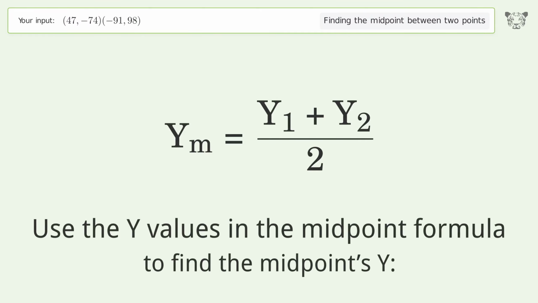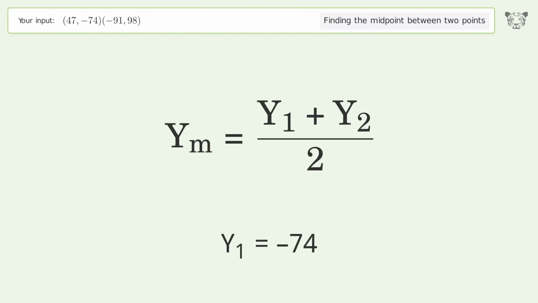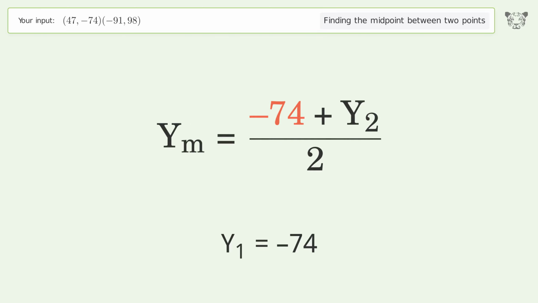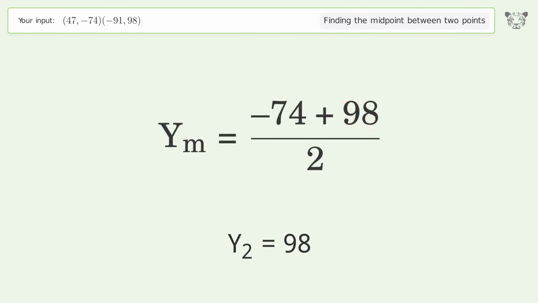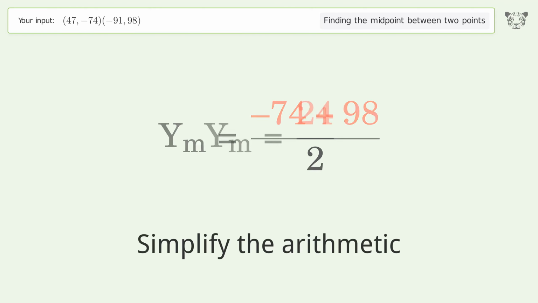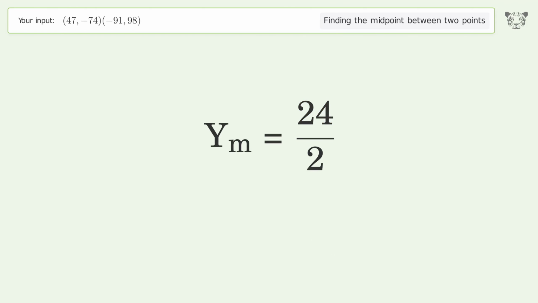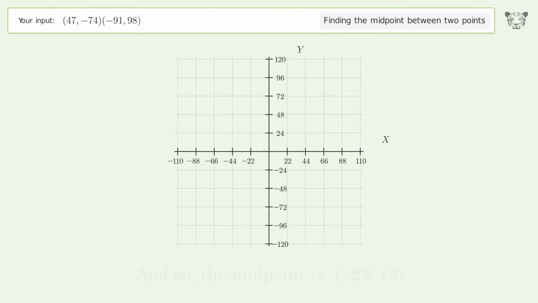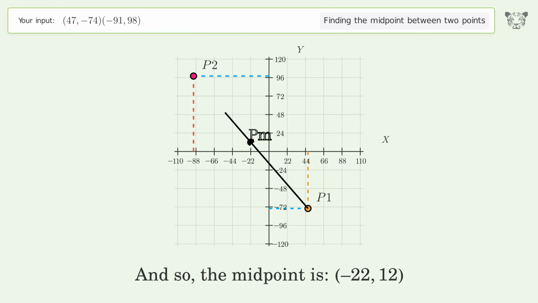Use the y values in the midpoint formula to find the midpoint's y. y1 equals negative 74. y2 equals 98. Simplify the arithmetic. And so, the midpoint is negative 22, 12.